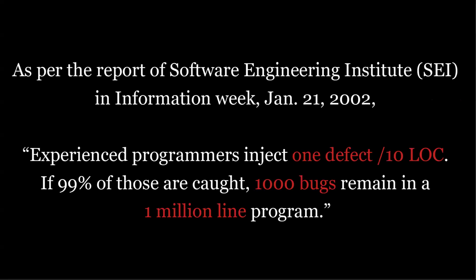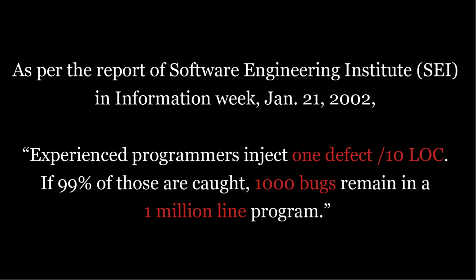Now, if you look at the statistics of this quality control, quality assurance process, this is coming from 2002. It's old, but the numbers, I suppose, remain almost the same. So it says experienced programmers inject one defect per 10 lines of code. So if an experienced programmer writes code, there may be one issue per 10 lines of code. It doesn't mean that every time they write 10 lines, they introduce a defect, but that's like an average.